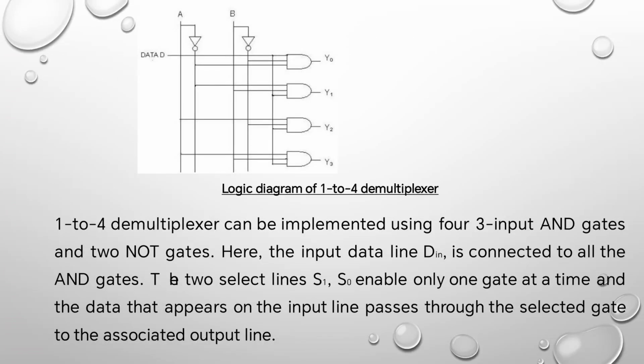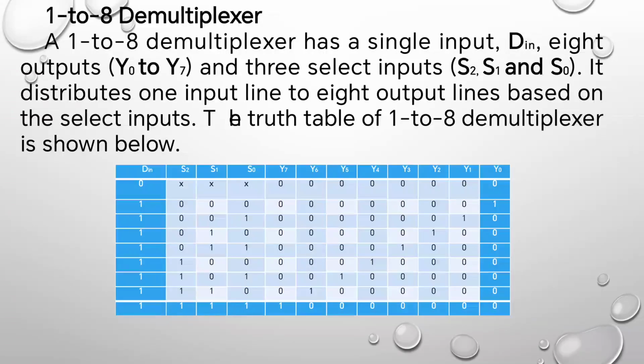This is the logic diagram for the 1 to 4 demultiplexer. A 1 to 4 demultiplexer can be implemented using 3 input AND gates and 2 NOT gates. Here, the input data line D in is connected to all the AND gates. The 2 select lines S1 and S0 enable only one gate at a time, and the data that appears on the input line passes through the selected gate to the associated output line.